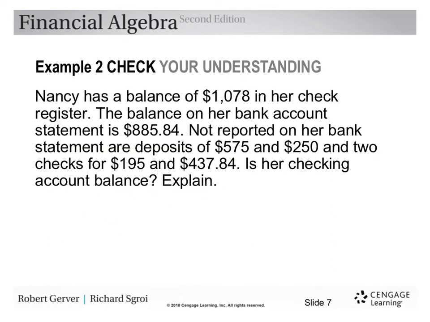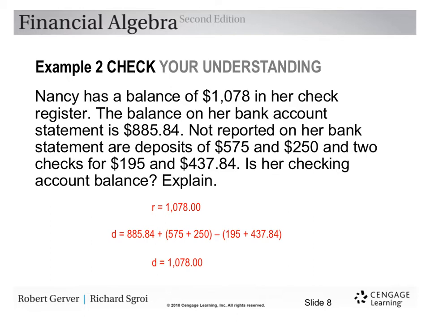So let's look at another example. Nancy has a balance of $1,078 in her check register. The balance on her bank account statement is $885.84. Not reported on our bank statement are deposits of $575 and $250 and two checks for $195 and $437.84. Is her checking account balanced? Let's look.